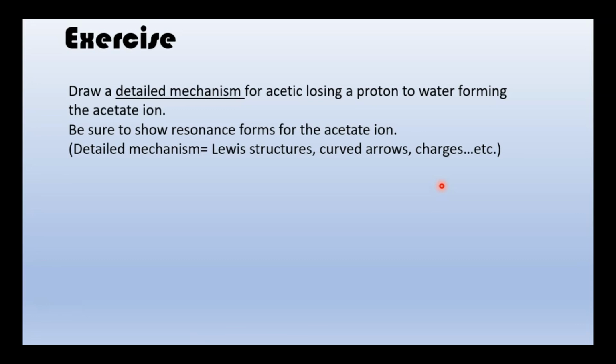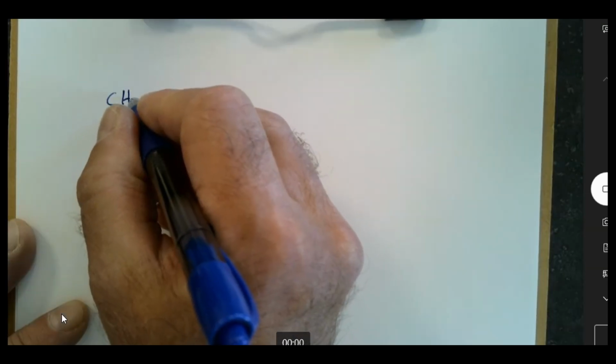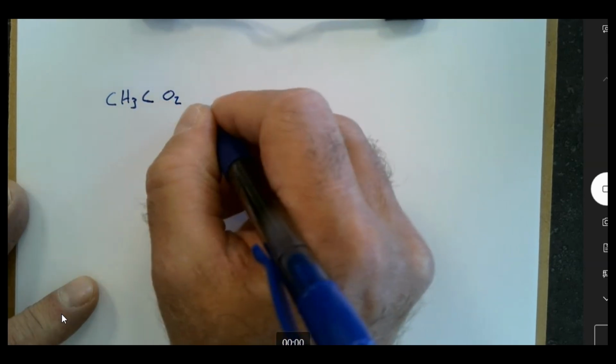All right, now for some hands-on experience. Draw a detailed mechanism for acetic acid losing a proton to water, forming the acetate ion. Be sure to show resonance forms for the acetate ion. And you probably say, what is acetic acid? Well, we're going to play with Lewis structures, and we're going to play with condensed structures. There is a condensed formula for acetic acid.